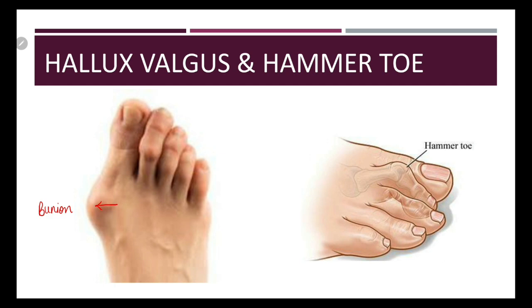Next is hammer toe. It is a deformity of the toe in which both metatarsophalangeal and distal interphalangeal joints are hyperextended, but the proximal interphalangeal joints are acutely flexed. And this deformity usually affects the second and the third toes.